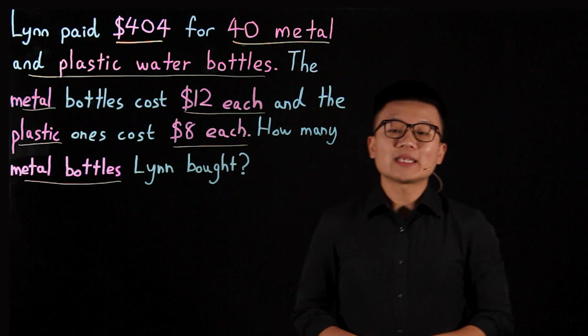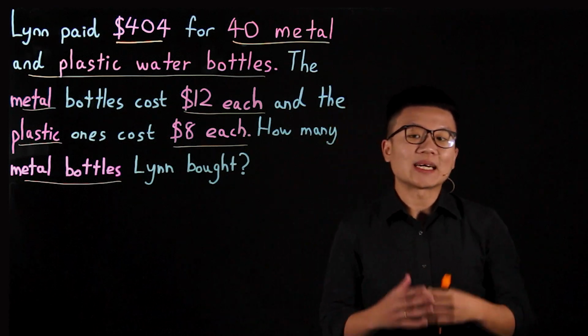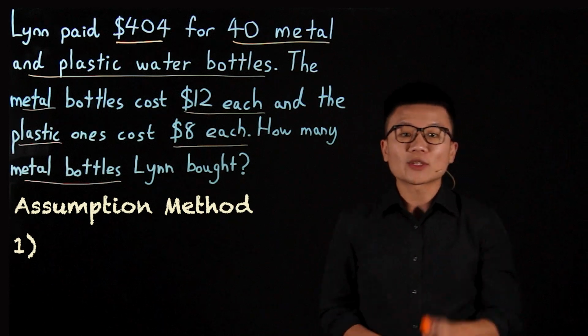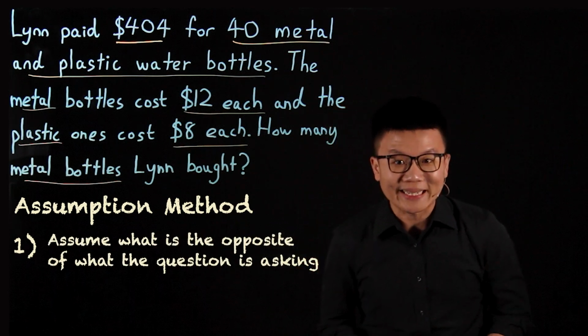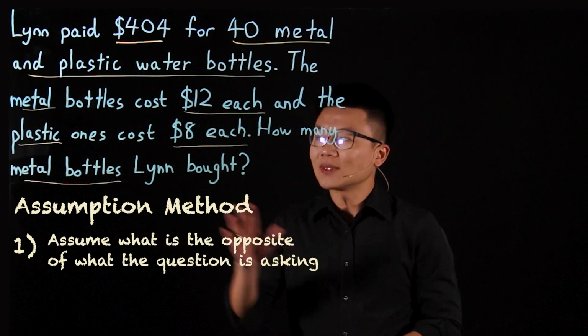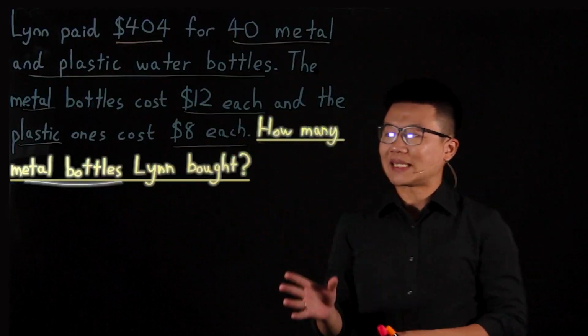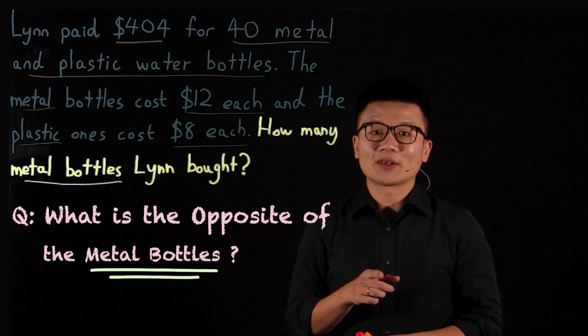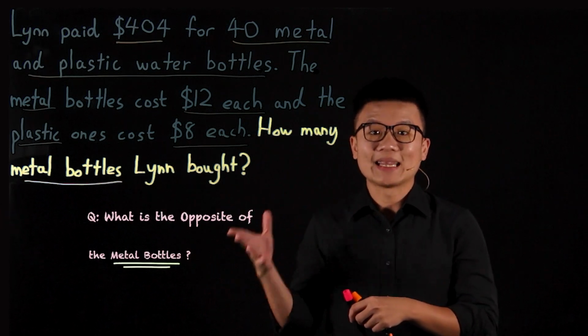So right now, we're going to take a look at how to do this question using assumption method. The first step of assumption method is we must always assume the opposite of what the question is asking. So the question is asking, how many metal bottles did Lynn buy? So the opposite of the metal bottles in this question will be the plastic bottles.